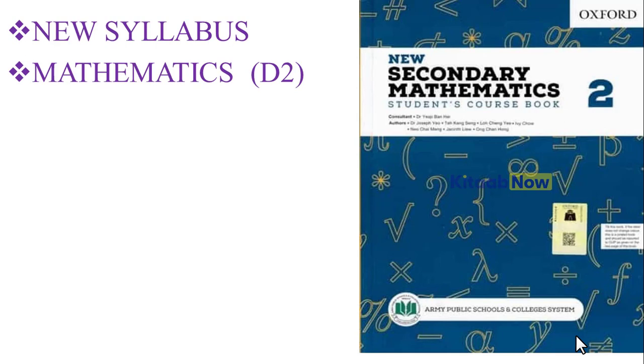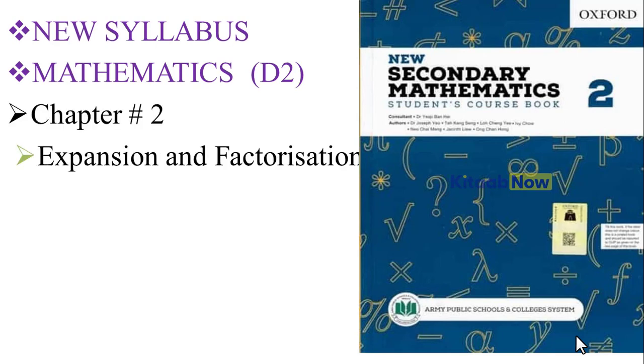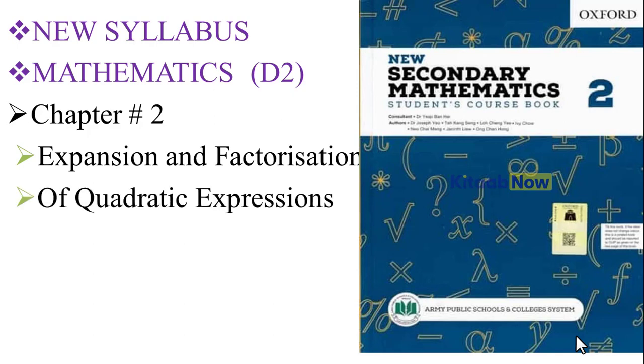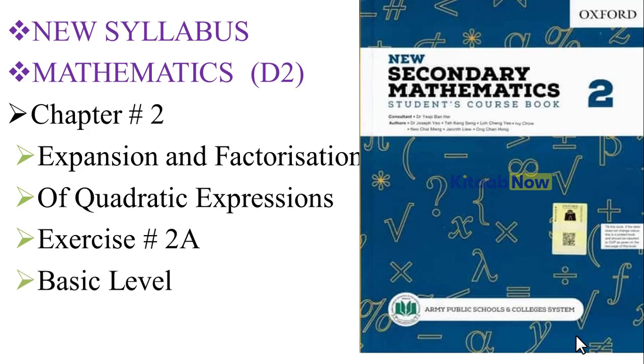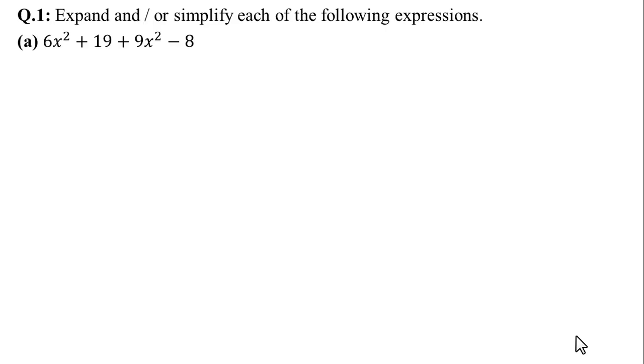Today we will start the new syllabus, Mathematics D2, chapter number 2, Expansions and Factorization of Quadratic Expressions. In exercise 2A, basic level, questions number 1 to 5. First of all, in question number 1, find and simplify each of the following expressions.